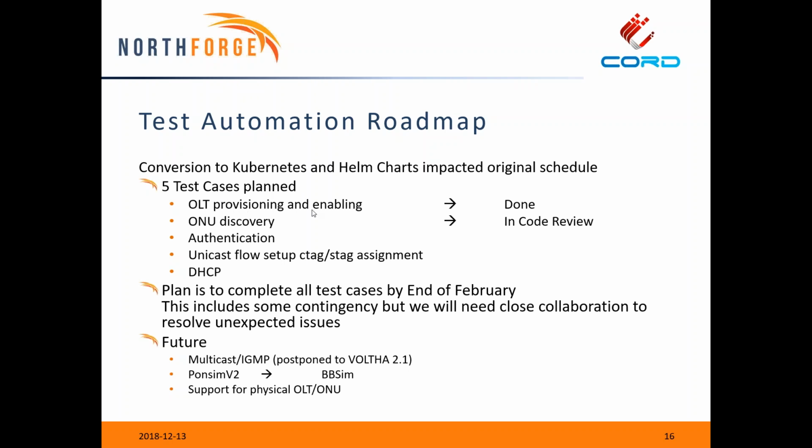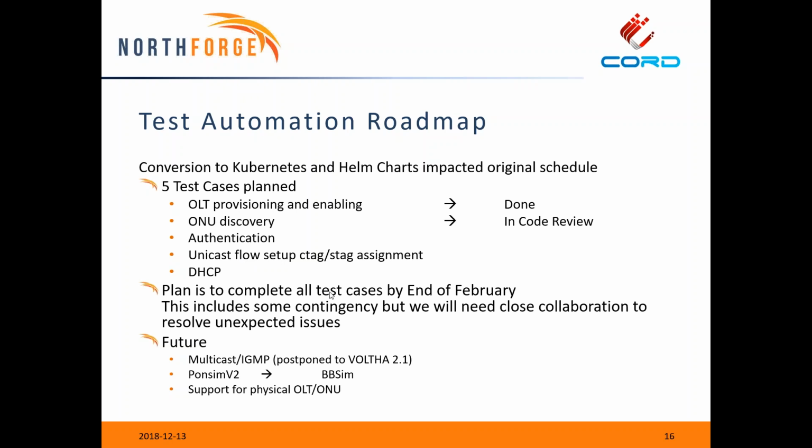So OLT provisioning and enabling, that's done. That's what's running right now. ONU discovery, that's in code review. And then the next 3 are authentication, unicast flow setup, and DHCP. So we plan to complete all these test cases by end of February.